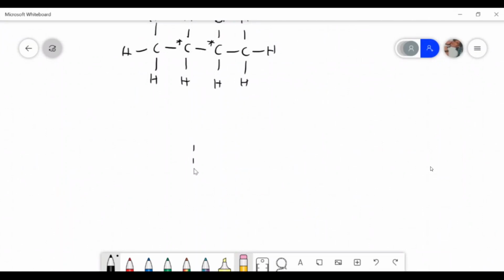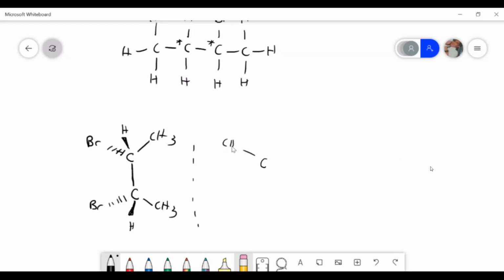Okay, so let's see. I'm drawing this from the middle carbon. With respect to your second and third carbons, you can basically have two CH3 groups like this. Then this is your second C, another CH3 group here, and you have Br and H. Now, even if I drew the mirror image of this, CH3 here.